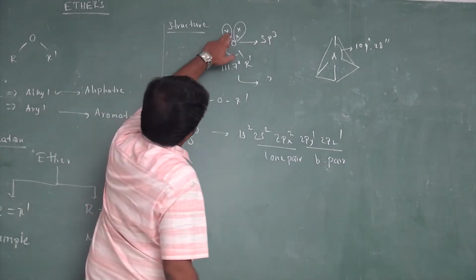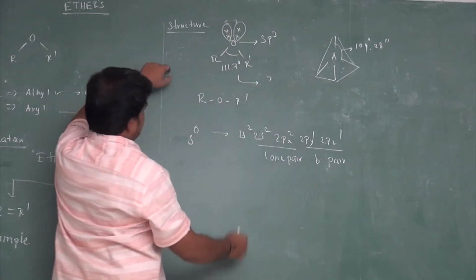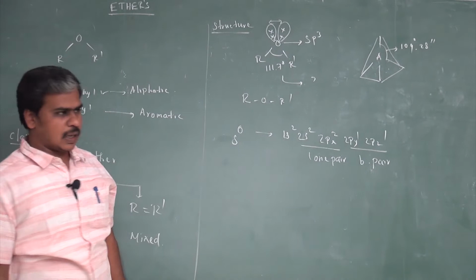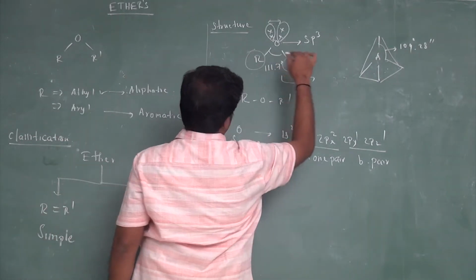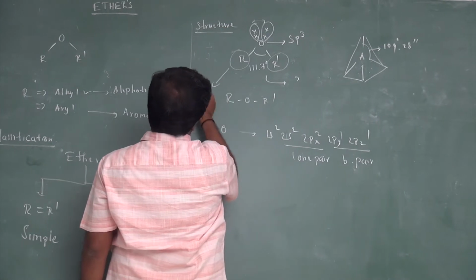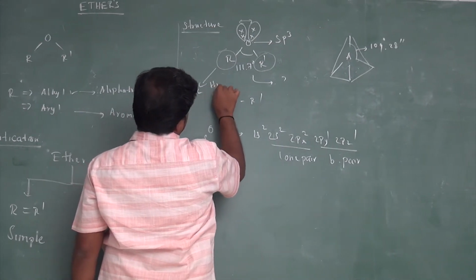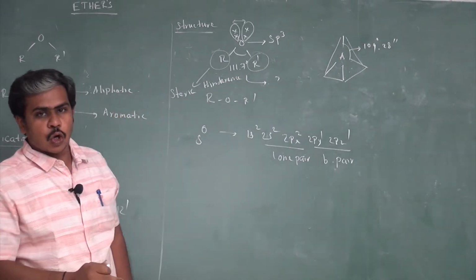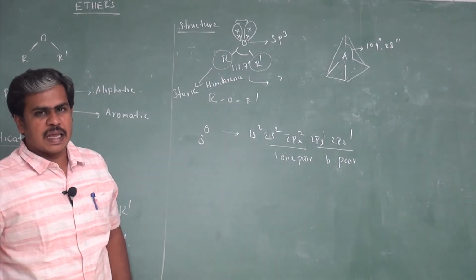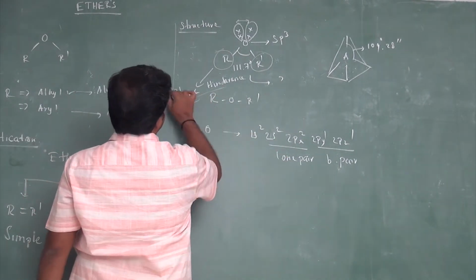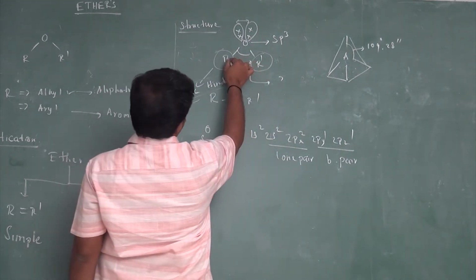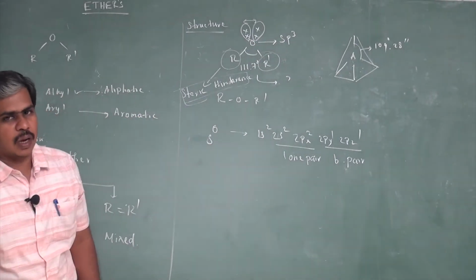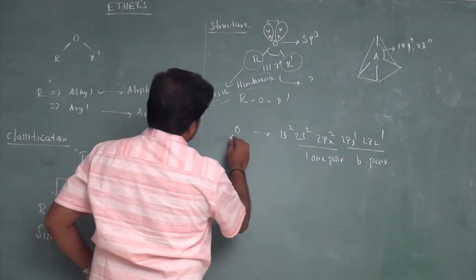Now, due to this lone pair interaction, we expect the bond angle to decrease. But what happens here? There are alkyl groups, so there is steric hindrance. What do you mean by steric hindrance? It is nothing but the bulkier group interaction, which is known as steric hindrance. Due to steric hindrance, the bond angle is 111.7 degrees.